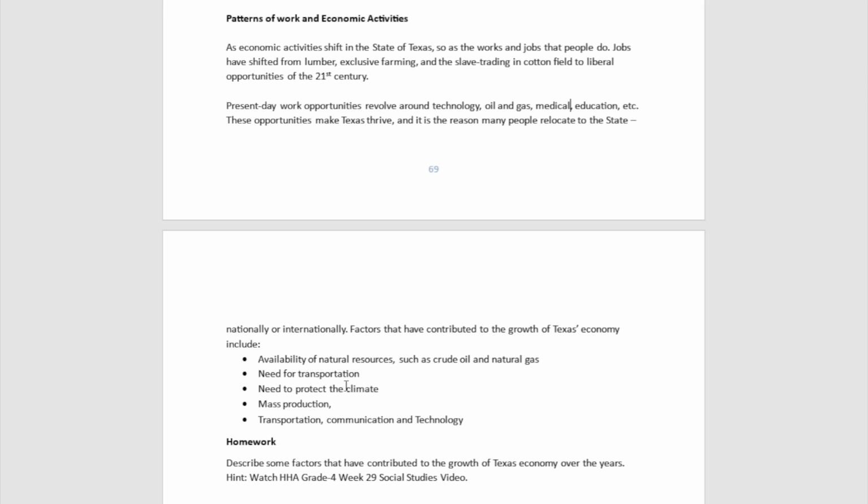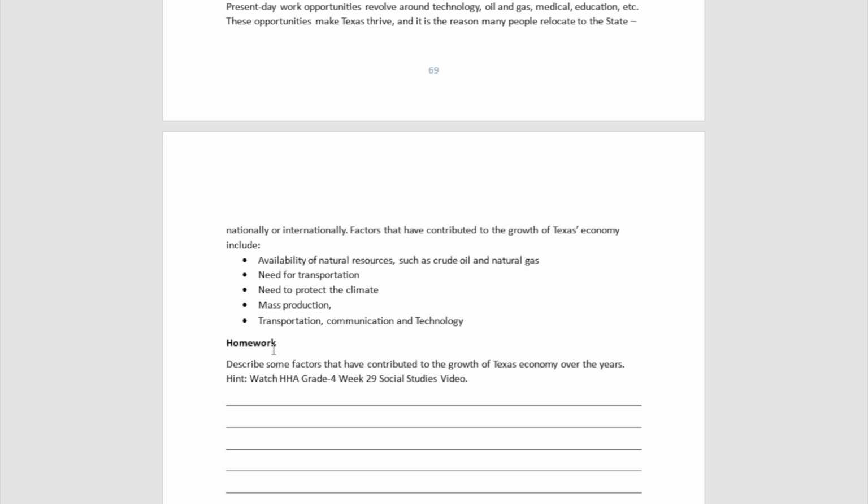There's a number of things over there that are contributing to the growth of the Texas economy. Availability of natural resources like crude oil and natural gas, the need for transportation, the need to protect the climate, mass production, transportation, communication, medical technology. All of those are factors contributing to the economy of Texas right now. All right. So hopefully we've been able to describe some of those factors and how they have contributed to the growth of the Texas economy.